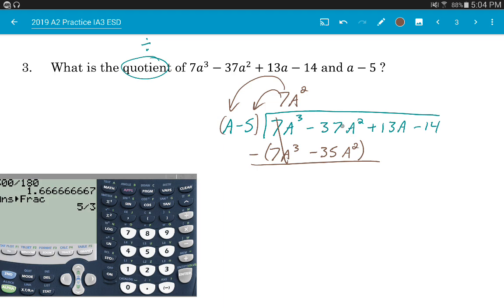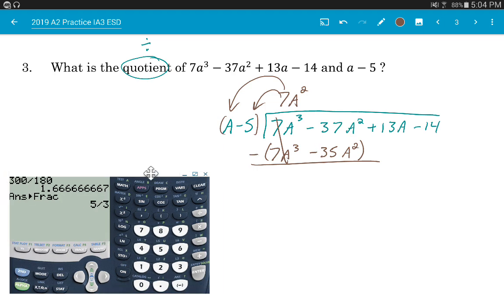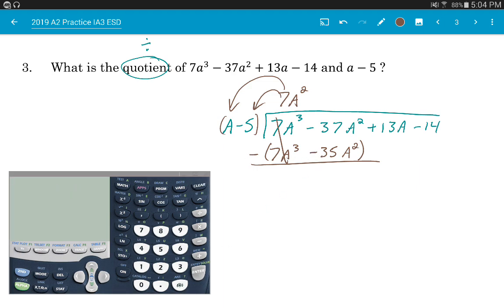And negative 37 minus negative 35. Well, let's see. I got my calculator open already, so let's see. I know this is going to be plus, but I'm just being thorough. Negative 37 minus negative 35, negative 2. So negative 2a squared. And I bring down the next term.